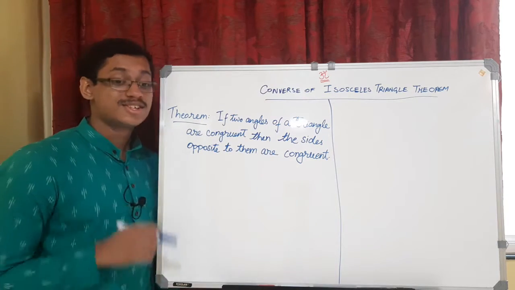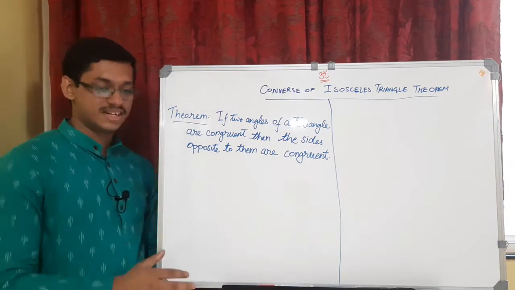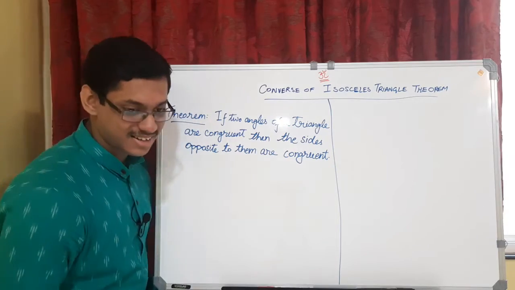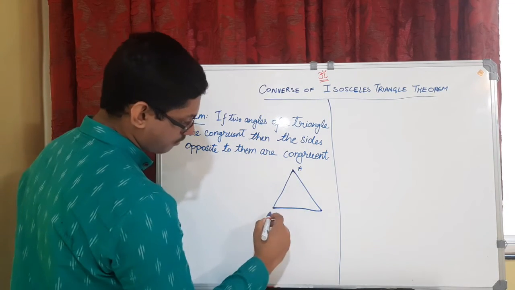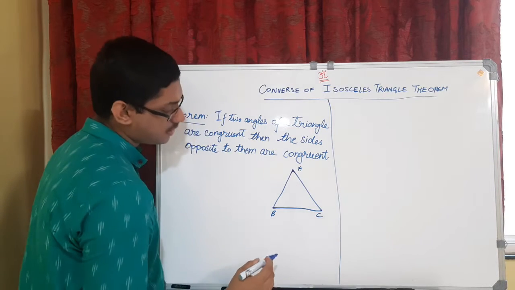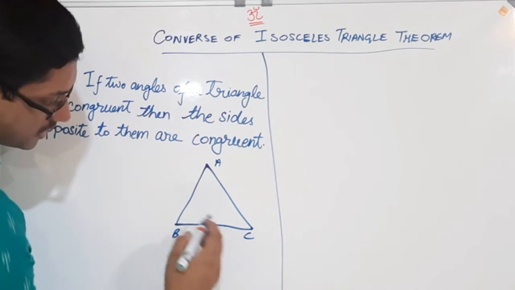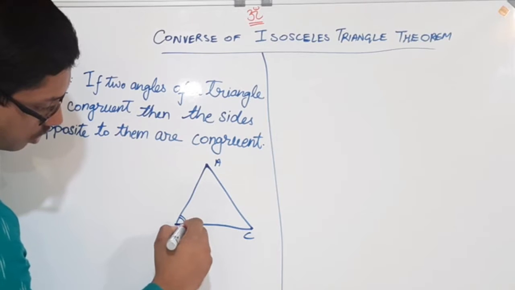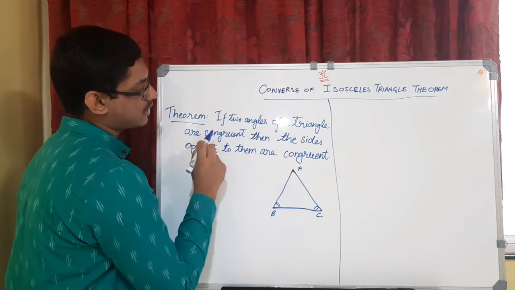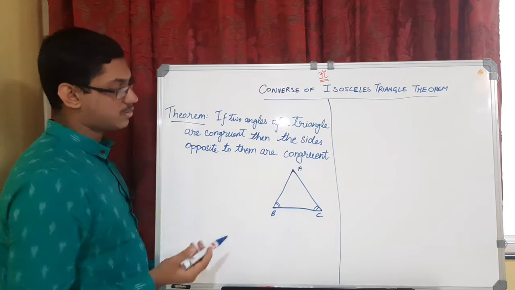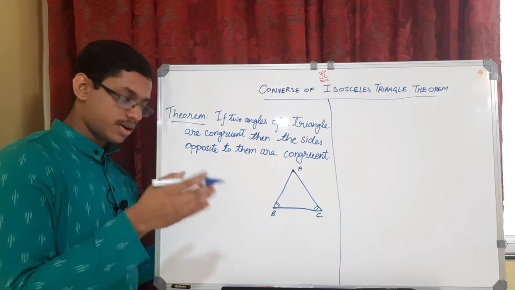So this is why it is known as converse, means somewhat like opposite. All right, so now tell me, what else do we have to write? Sir, diagram, given, to prove, construction. Correct. So let's draw the diagram. A, B, C. Now angle ABC is congruent to angle ACB. It is given that if two angles of a triangle are congruent, means it is congruent from starting only.